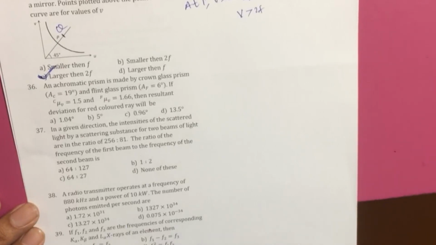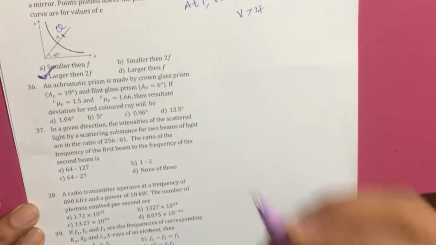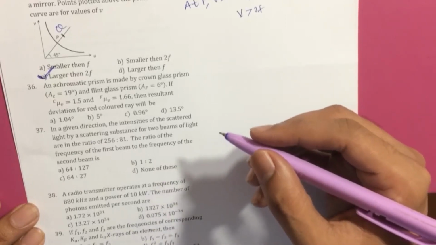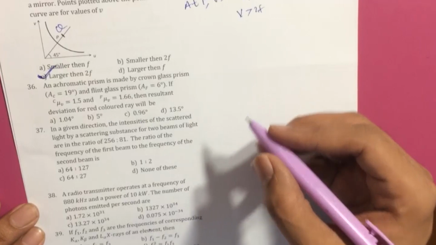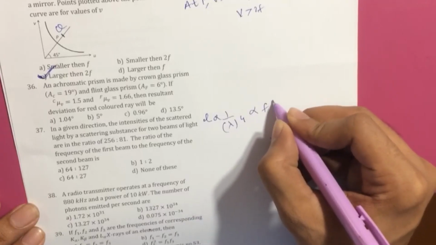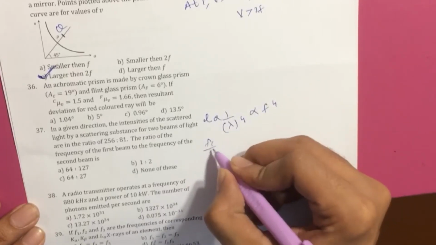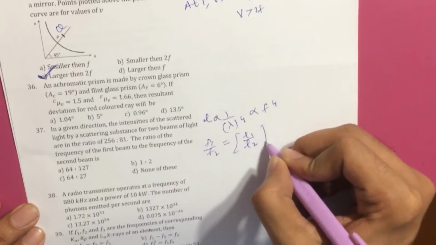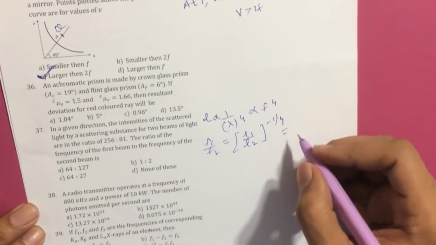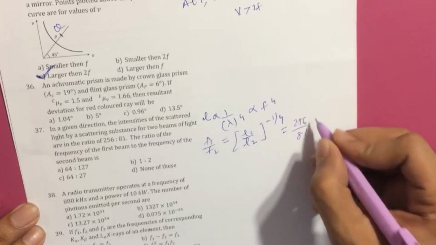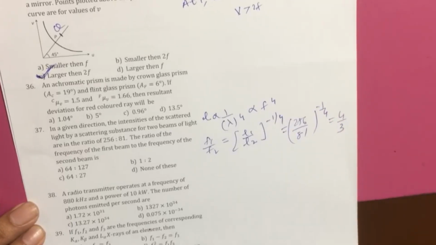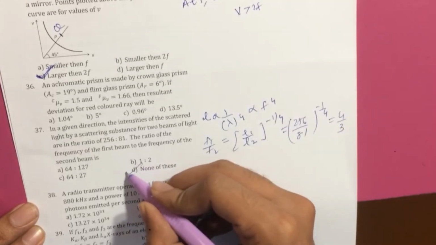Now according to Rayleigh's scattering formula, intensity of scattered light I is proportional to 1 by lambda raised to 4, which is also proportional to F raised to 4. So F1 by F2 will be equal to I1 by I2 raised to 1 by 4. So basically I1 by I2 here is 256 divided by 81 raised to 1 by 4, which will be equal to 4 by 3. So the correct answer being option D.